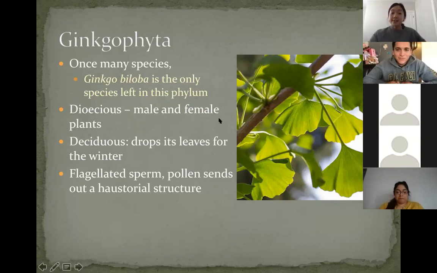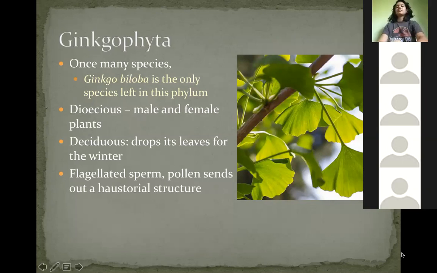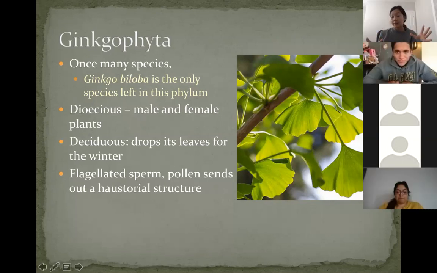But they are deciduous, unlike Cycadophyta, which was evergreen, meaning that they'll keep their leaves on for the entirety of the season. Ginkgos will drop their leaves specifically during the winter, and that's pretty much to eliminate the chances of them getting freeze-induced cavitation. But just like cycads, they do have flagellated sperm, so again, that just means that their pollen is going to send out that tube. So characteristics that they have in common with cycads is that they're dioecious and that they have flagellated sperm, but they are deciduous, whereas cycads were evergreen.